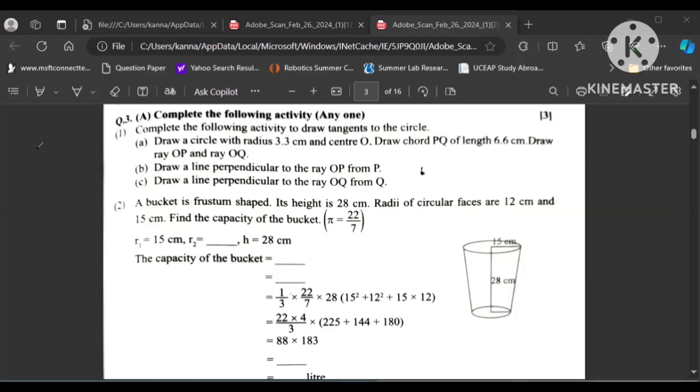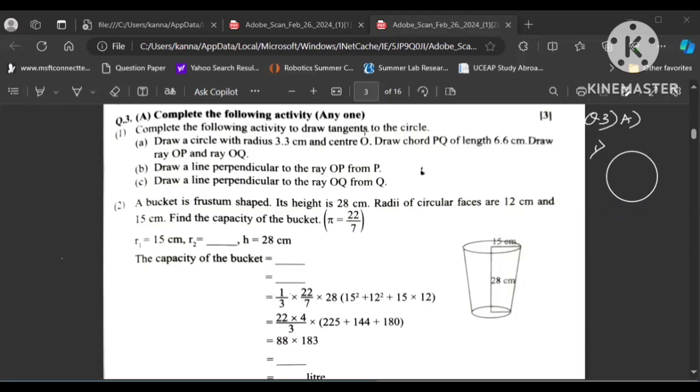Okay. Now the question says, draw a circle of radius. This is question number 3, A part, question number 1. Here, I'll just show you a rough figure. I cannot draw it and show because I cannot use the instruments here. I know there are instruments to be used, but I'll have to use another software. I don't want to. I just want to keep it simple.